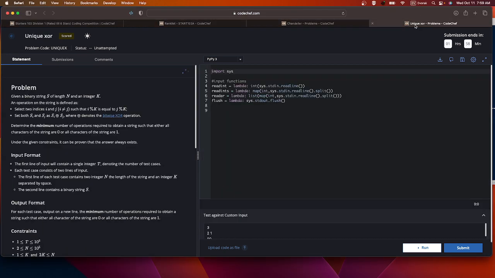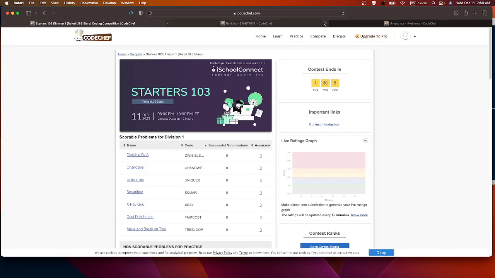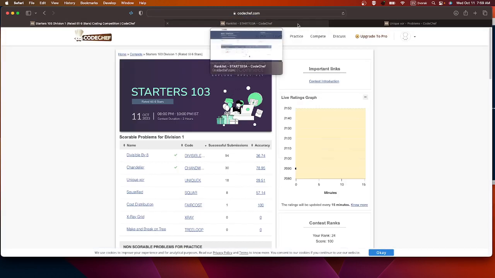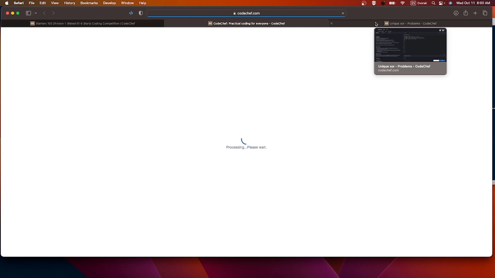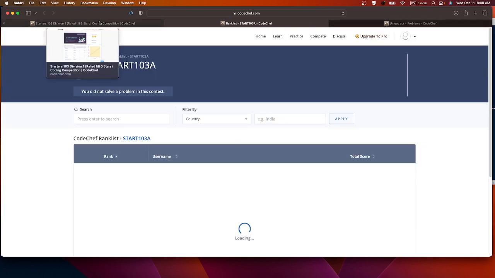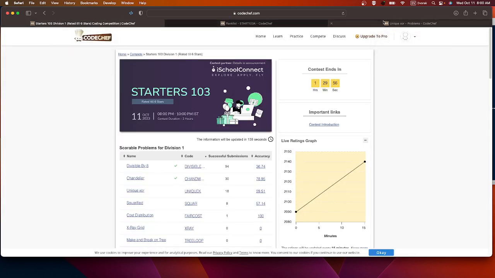Okay, half an hour in, we're starting the next problem. We need XOR, and we can do a quick rank check here. Okay, we're looking like we're on very strong pace here. Yeah, we are definitely on a good pace.